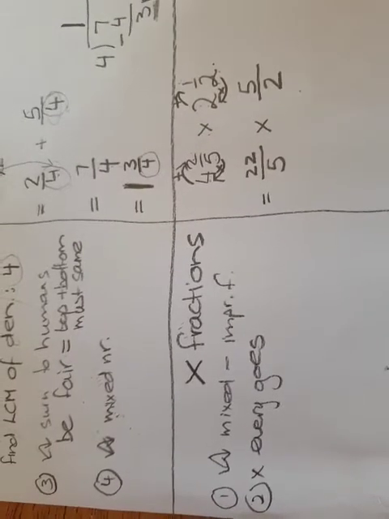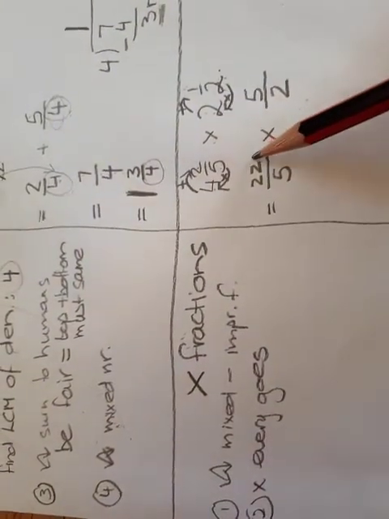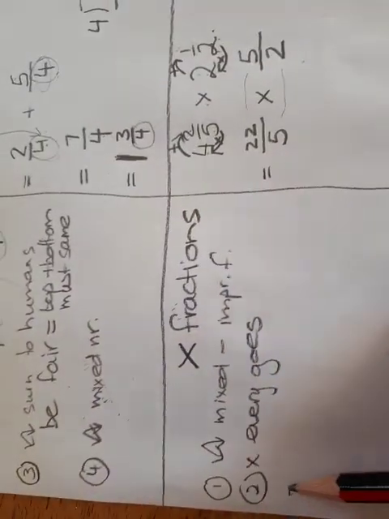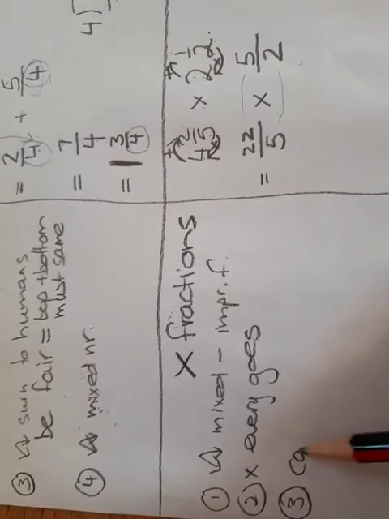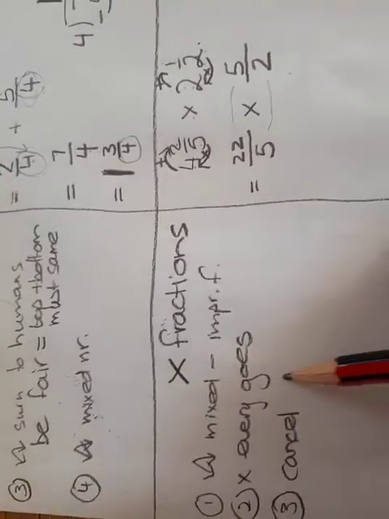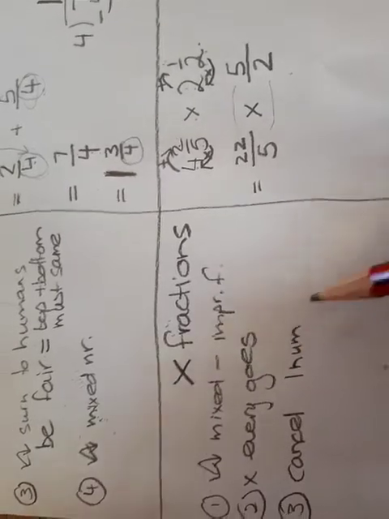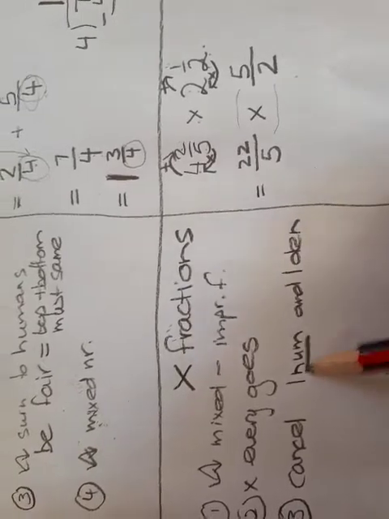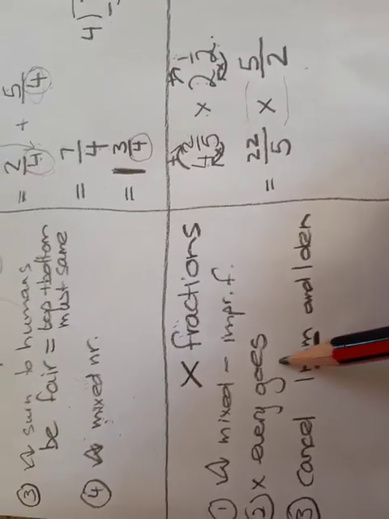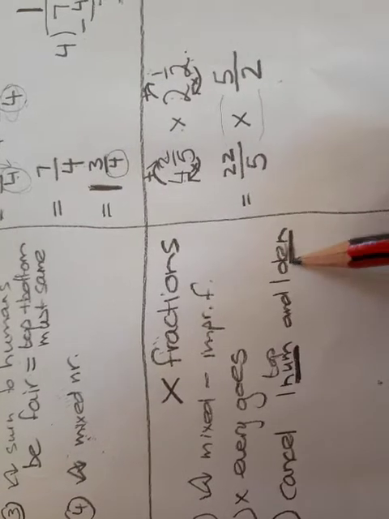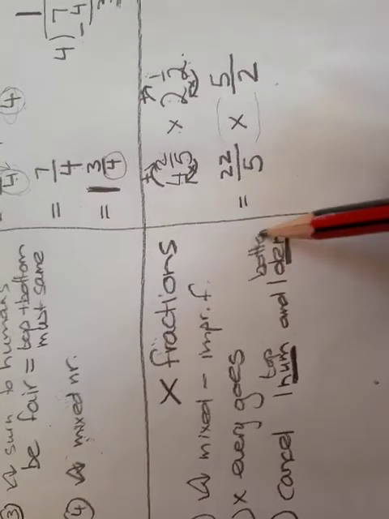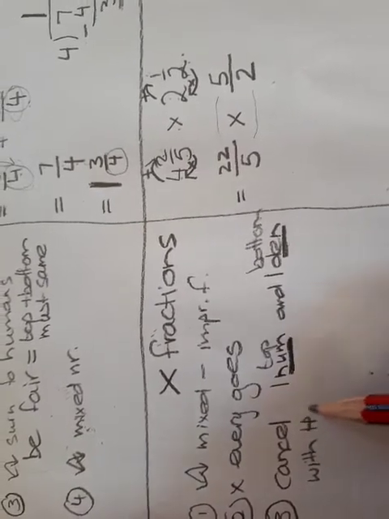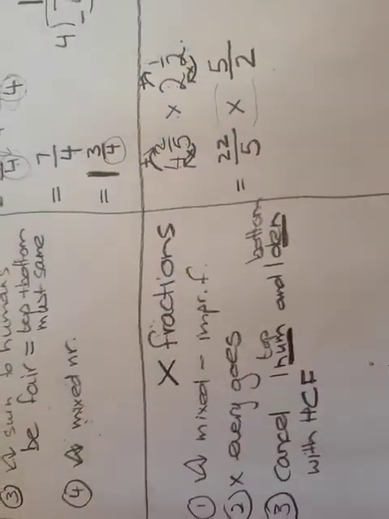So here, the basic principle is multiplying top by top and bottom by bottom. But before you do it, you cancel one numerator and one denominator. Importantly, people, you can cancel only a top, okay, with a bottom. And you cancel that with the highest common factor of the two numbers.